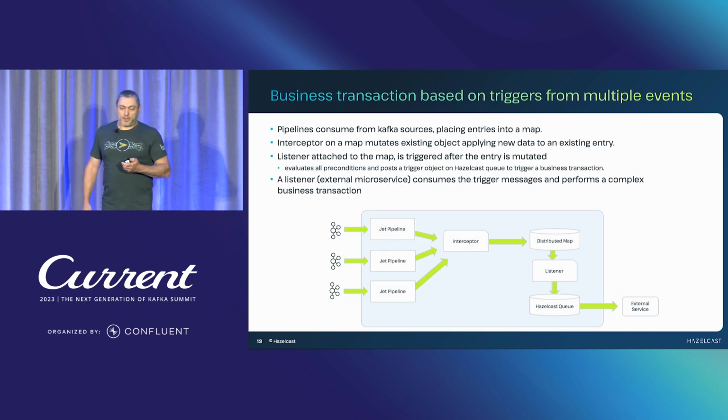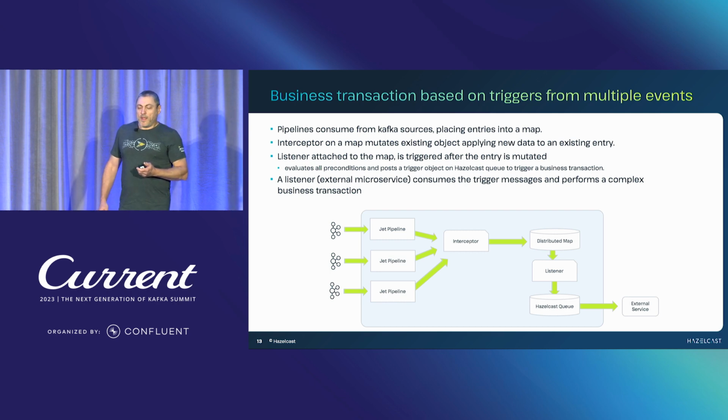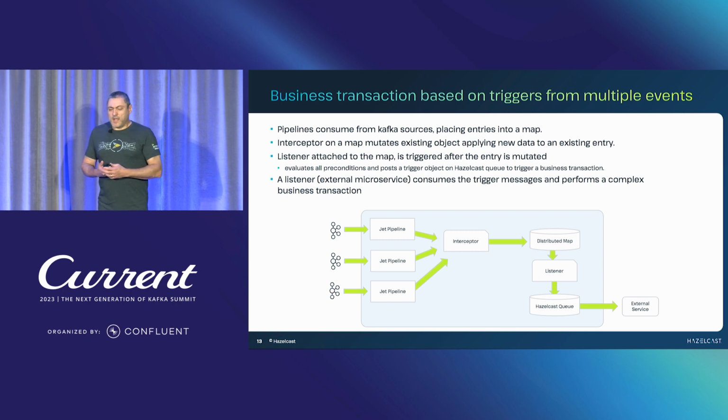The third one is probably the most complex in these examples, when you have to have a business transaction performed based on multiple triggers firing or multiple events happening, and you have to perform a business transaction when certain events occur and you need to correlate between them. So in this case, the Jet pipelines write to the map.